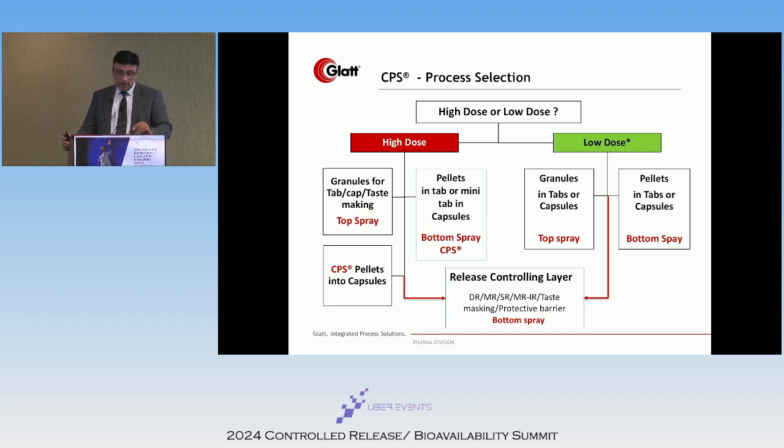On the other hand, if the drug dose is low, the preferred choice definitely would be your granulation, top spray granulation that will give you uniform coating. And you can also apply on the pellet. And all of them, based on your drug release profile, you can coat it using delayed release, sustained release, MR, and everything else in order to get the product that you are looking for.